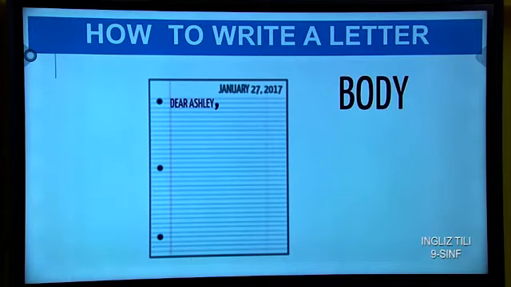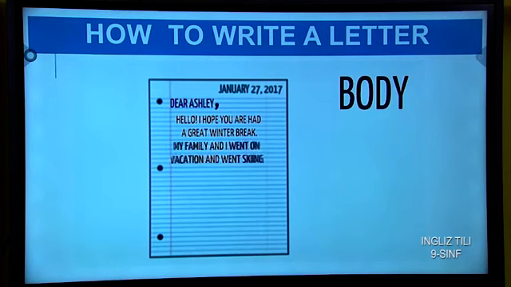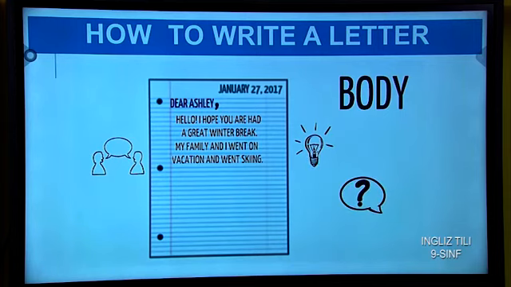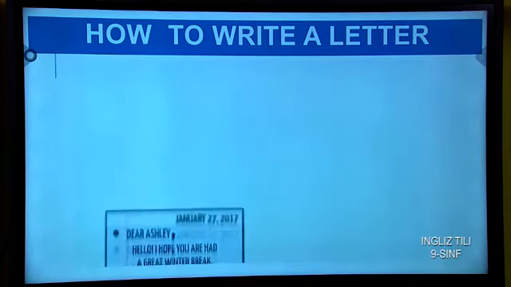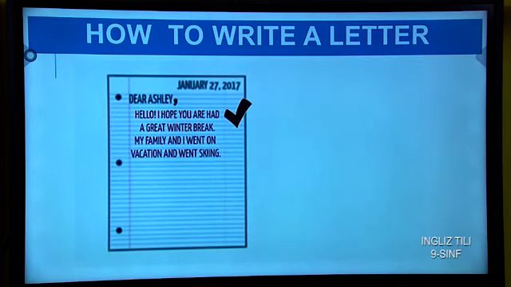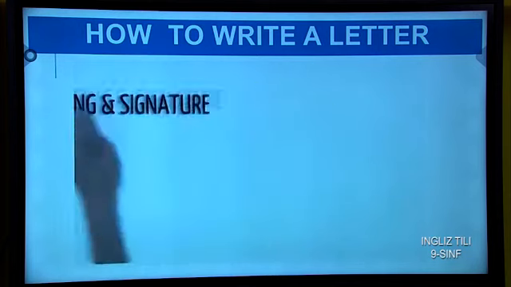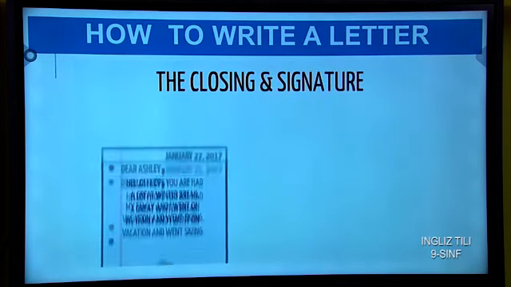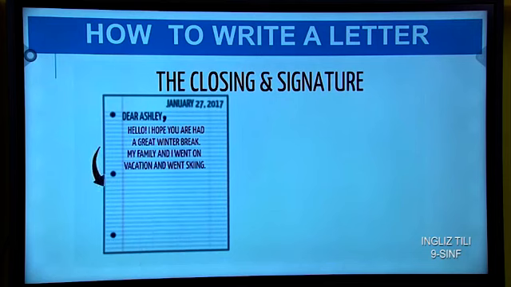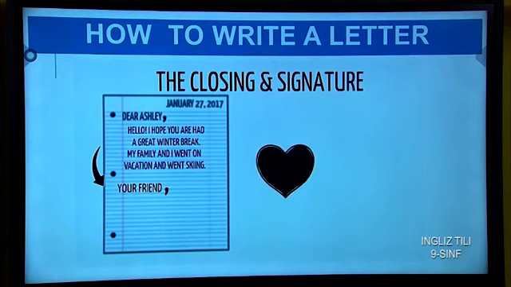After the salutation comes the body of the letter. The body is very important because it is where you communicate your thoughts, ideas, and questions. The body of the letter always needs to be written in chronological order or in a sequence. The closing and signature come after the body. The closing shows the letter has ended. Depending on who you're writing to, you may say Your friend, comma, Love, comma, or Sincerely, comma. On the next line, after the comma, you sign your name or signature.